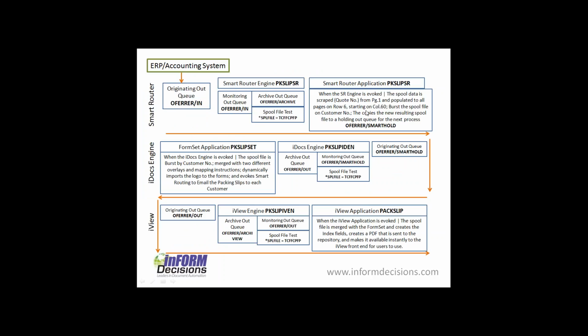We're actually going to process that through. The action is basically we're going to burst it. We're going to take the quote number, insert it onto row 6 and column 60. We're going to burst that on the customer number, and hand that off to the Smart Holdout queue, in which case the iDocs engine is going to perform the spoof file test.